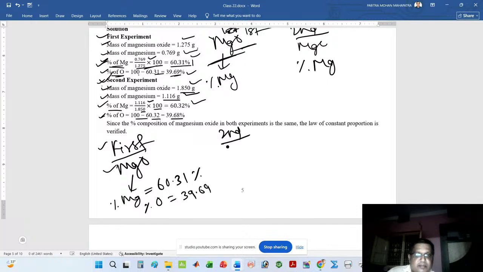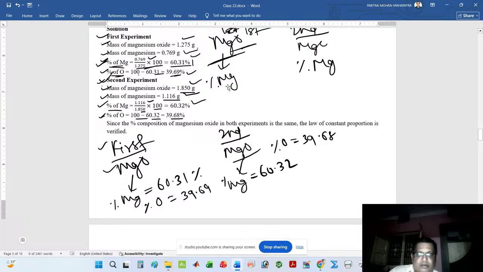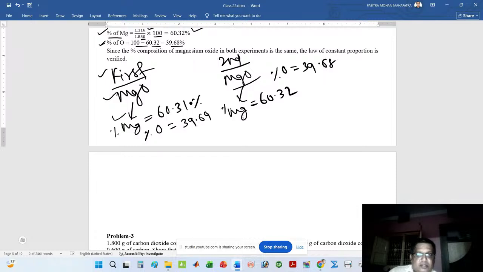Similar thing about the second experiment. Think about the magnesium oxide. Percentage of magnesium is how much? 60.32. Percentage of oxygen is how much? 39.68. Now look at that. In the first experiment, percentage of magnesium is nearly equal to the percentage of magnesium in the second experiment.